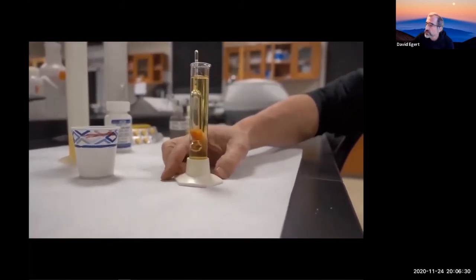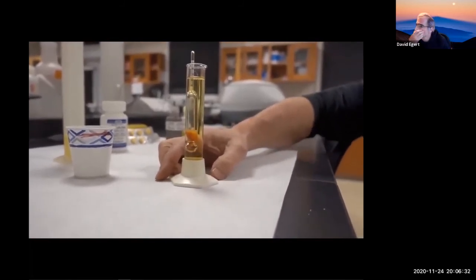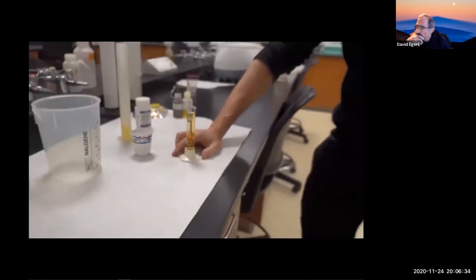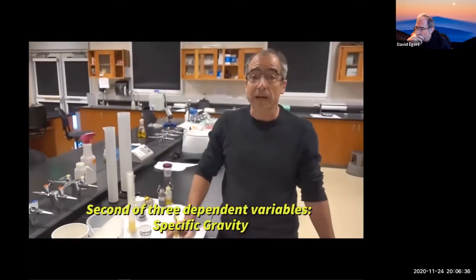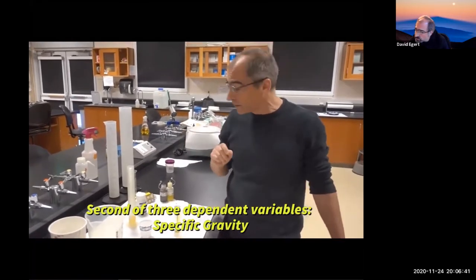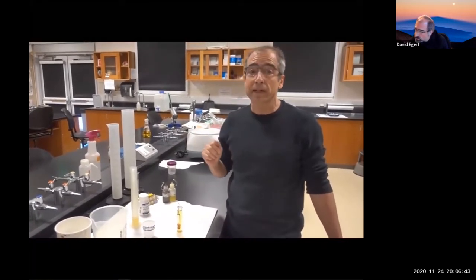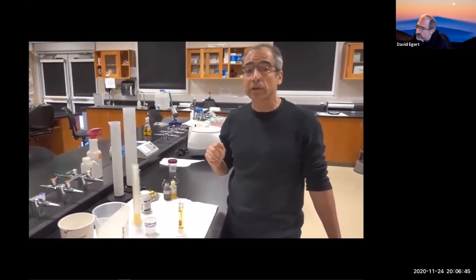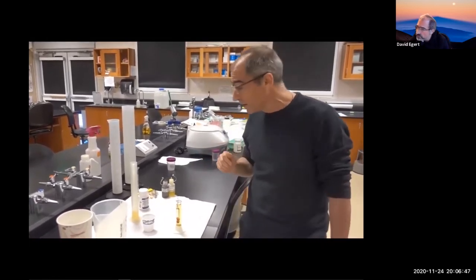So about 1.028 is my specific gravity for this. I'm going to mark that down. Then the last part of this is I'm going to get the sodium chloride content of my urine.